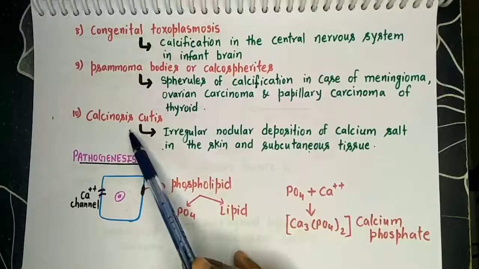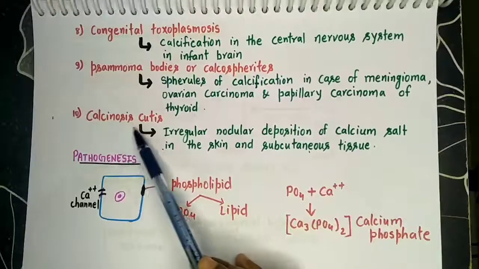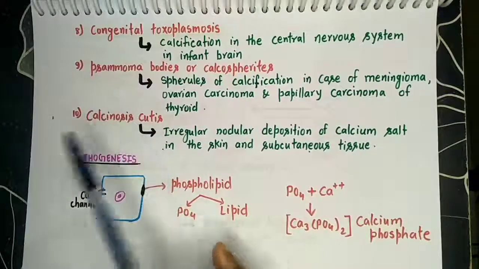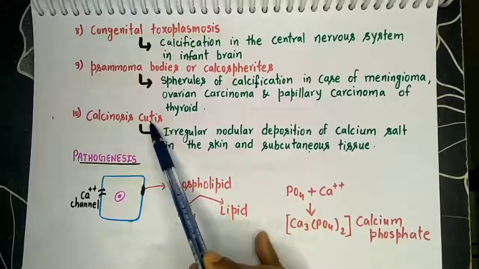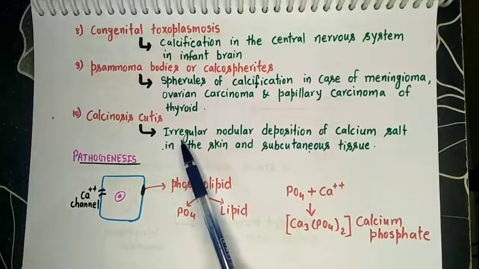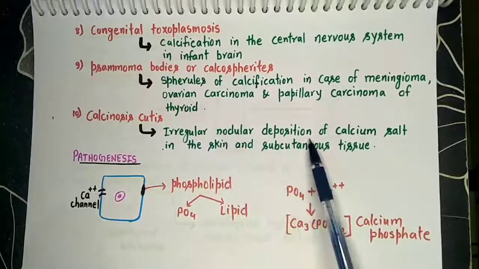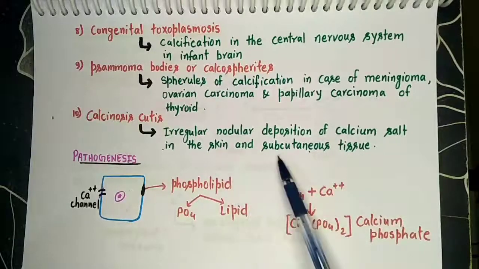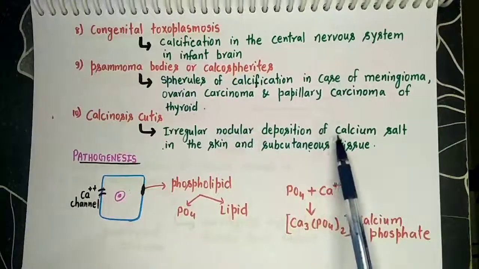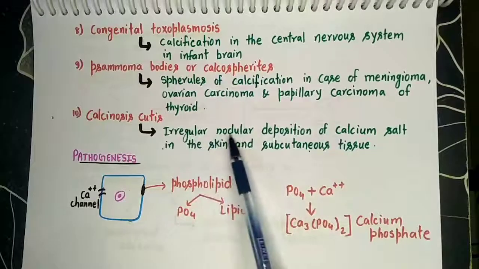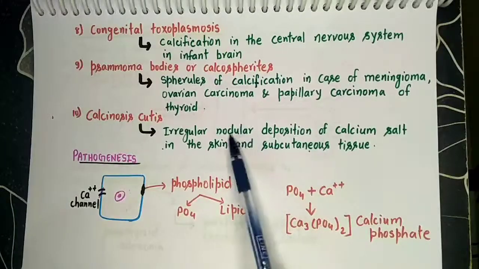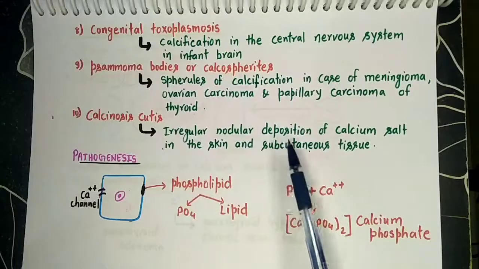Next example of dystrophic calcification is calcinosis cutis. Calcinosis means abnormal deposition of calcium and cutis means skin or subcutaneous tissue. So calcinosis cutis means irregular nodular deposition of calcium salt in the skin and subcutaneous tissue. There will be nodule-like deposition of calcium in irregular form. That means the size of nodule is not fixed. The nodule size will vary and be irregular in shape.